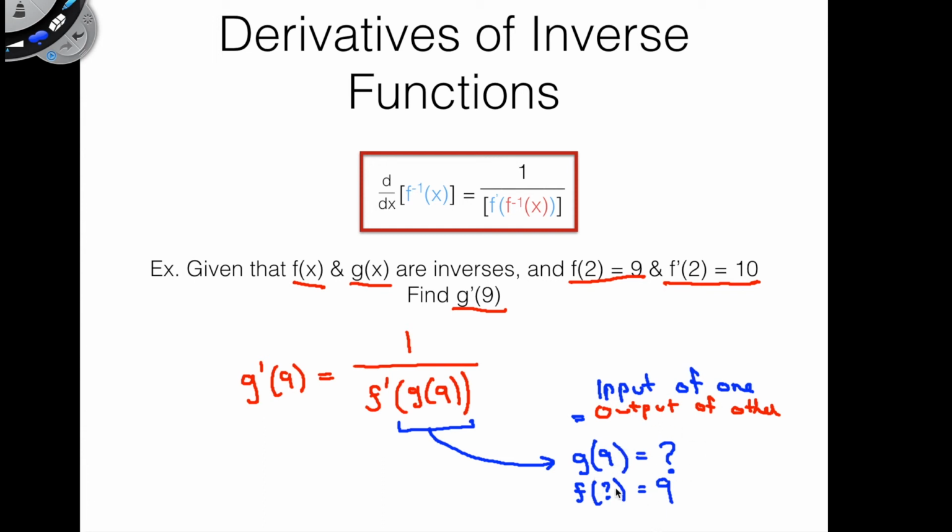So what f of what is going to equal 9? Well, that's right in our given information: f of 2 equals 9. So the question mark equals 2, and g of 9 equals 2. Now we can take that a step further and say that this is 1 over f prime of 2. And what's f prime of 2? Well, that's 10. So our final answer is simply 1 over 10.